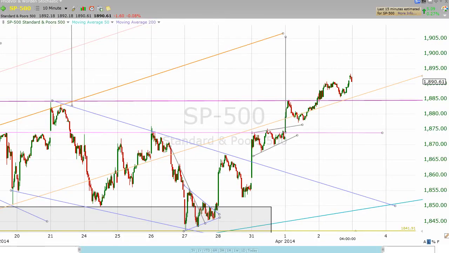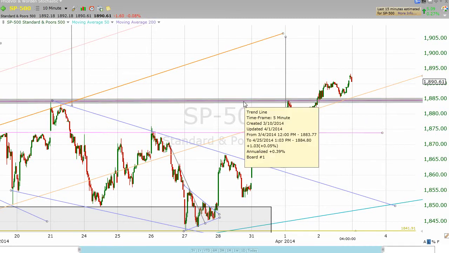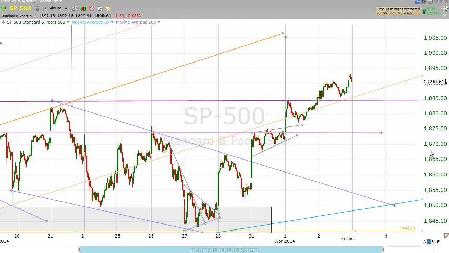I'm starting out here on a 10-minute chart. You can see that yesterday we finished the day just a little bit over our 1884-ish neckline. Today we stayed above it. We're still not over it by a technically significant amount of 1%.